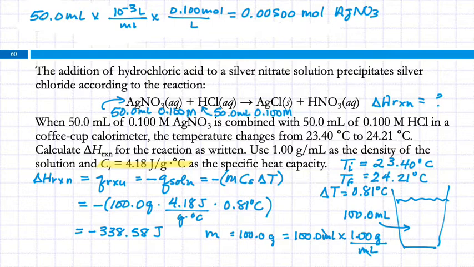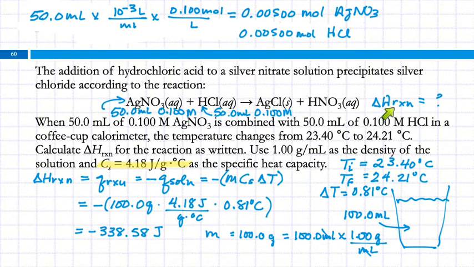How much of the other reactant do we have? It's actually the same, right? We've got 50 milliliters, the same volume, the same concentration. We could do the same calculation and we'll end up with the same result, right? So 0.00500 moles of HCl. So does it matter which of these we look at? No, because they're the same. And in the equation, it's one of these to one of those.